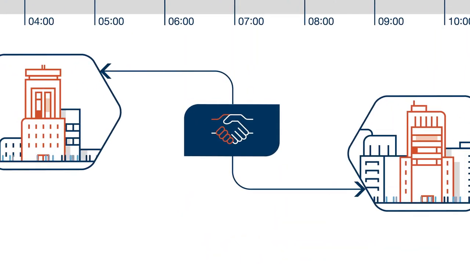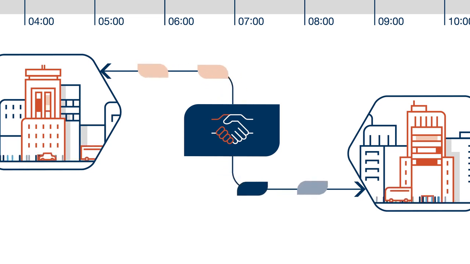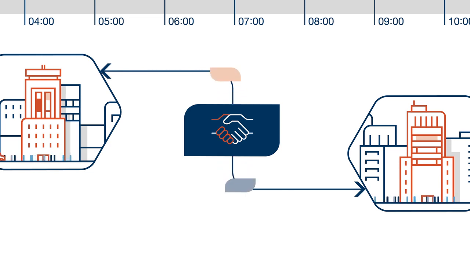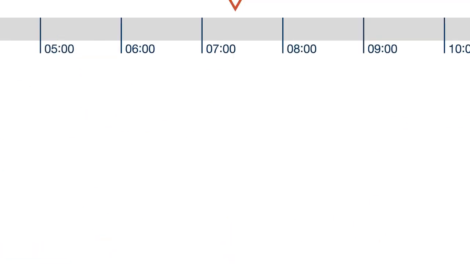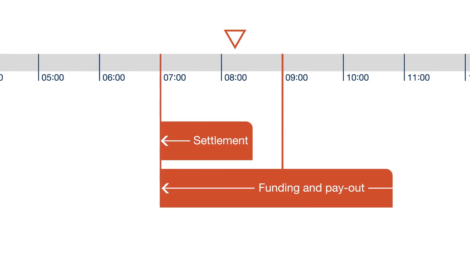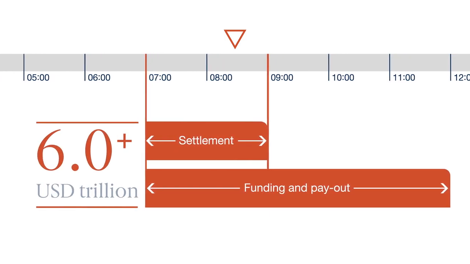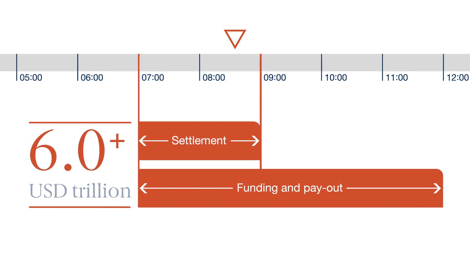Using our unique payment versus payment system, the relevant payment instructions are then settled simultaneously and with finality and irrevocability, and the associated long balances are paid out to both members. The settlement process continues until around 9 a.m., when the settlement of approximately 1 million payment instructions, totaling an average of $6 trillion per day, is complete.